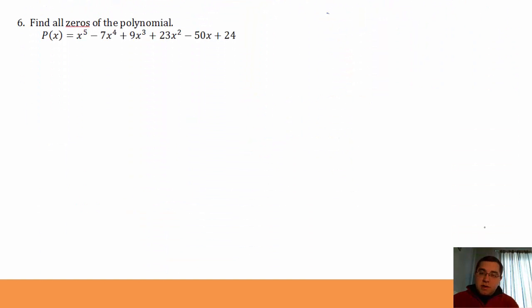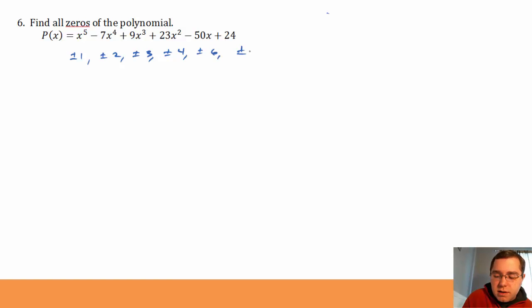Last one, we'll find all the zeros of this polynomial. This is a 5th degree equation, so we'll start with the rational zeros theorem. Let's find factors of 24 divided by factors of 1. Well, that's just going to be factors of 24 then. There are quite a few factors of 24. Plus or minus 1, plus or minus 2, plus or minus 3, plus or minus 4, plus or minus 6, plus or minus 8, plus or minus 12, and plus or minus 24.